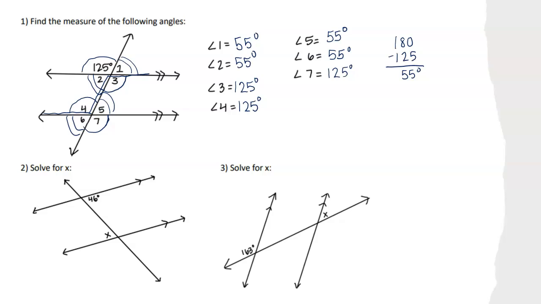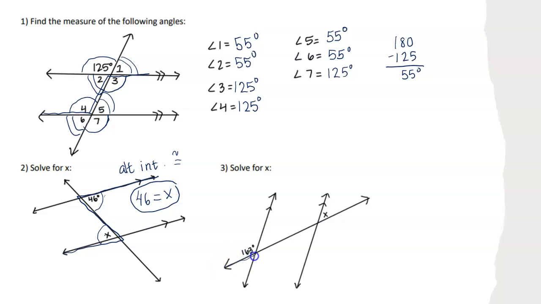All right. Looking at my picture for number 2, I have x and I have this 46 degree angle. They are on opposite sides of the transversal. They are inside of the parallel lines. They form a big letter Z. So these are alternate interior angles, and because they're alternate interior angles, they are congruent. So I can say 46 is equal to x.